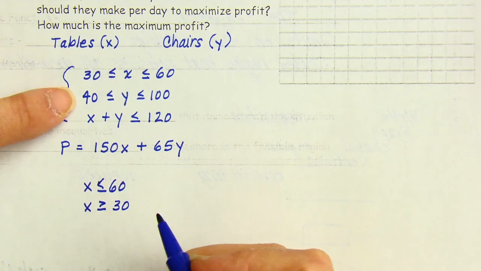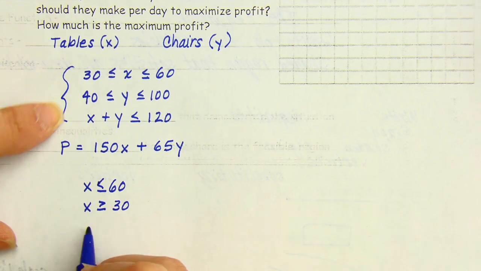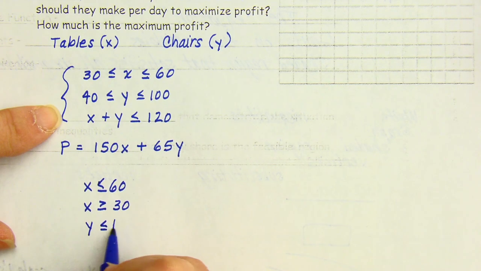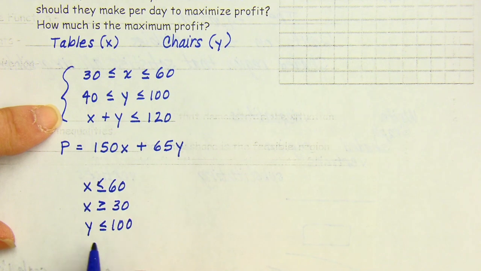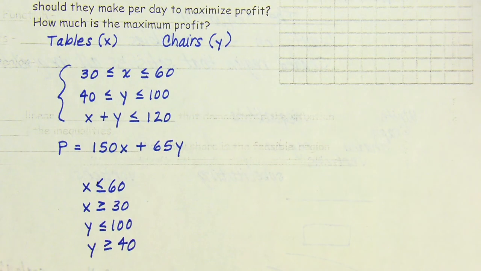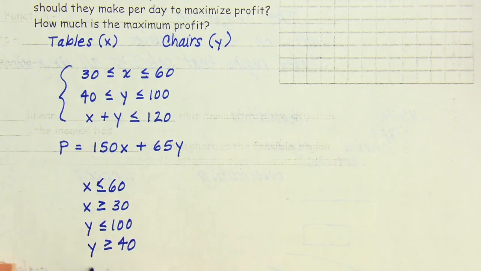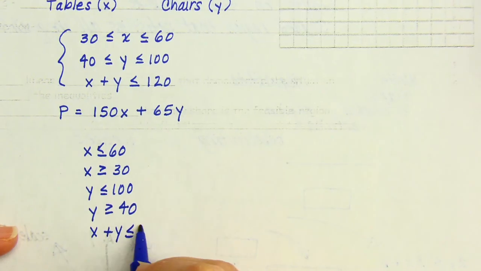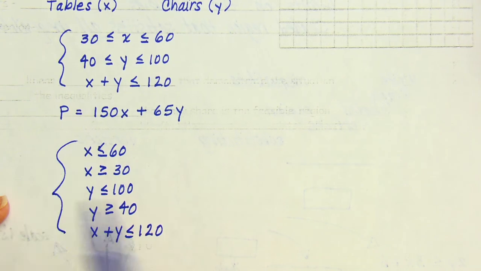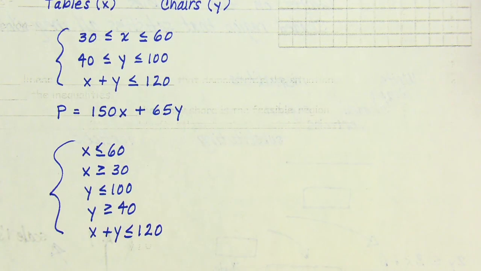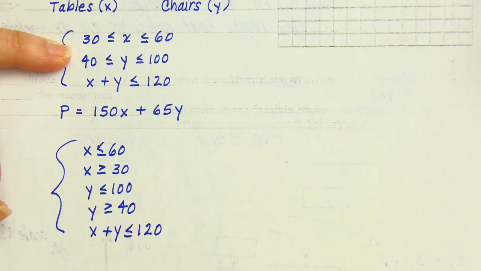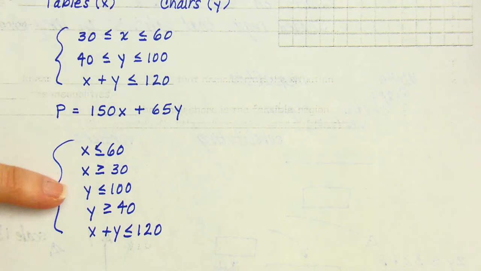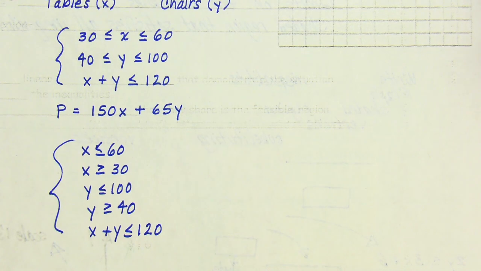You've got to do the same thing for Y. Y is less than or equal to 100. Y is greater than or equal to 40. And then, of course, we have our last inequality, X plus Y is less than or equal to 120. So this is actually the system we have to graph. We've got the compound inequalities from the conditions given in the problem, but we had to break them apart so we can graph each one separately.